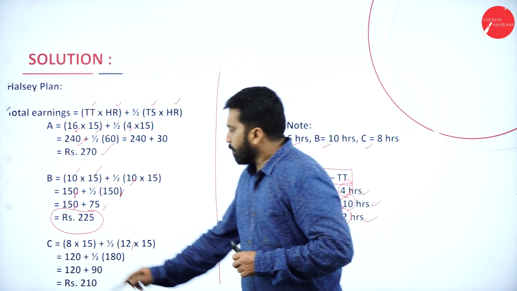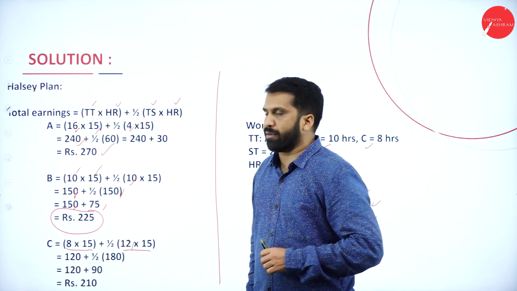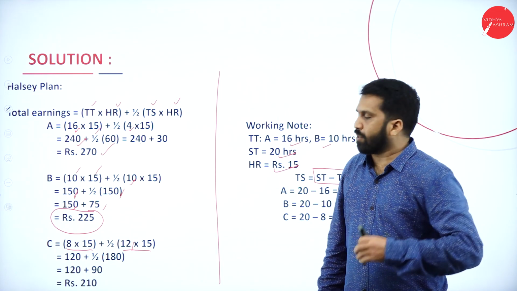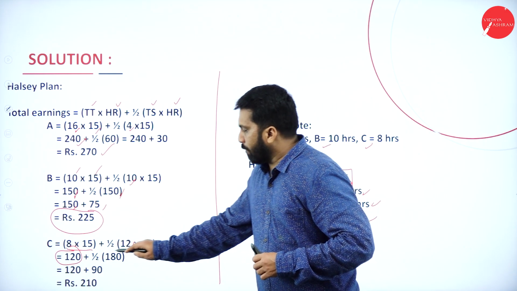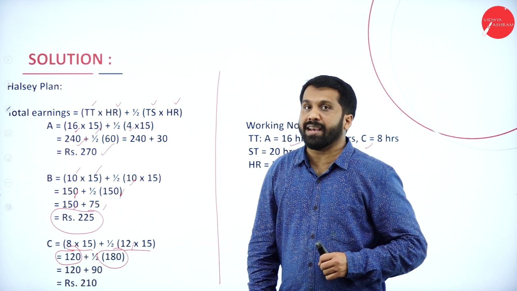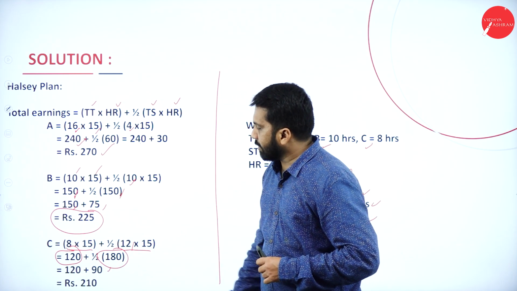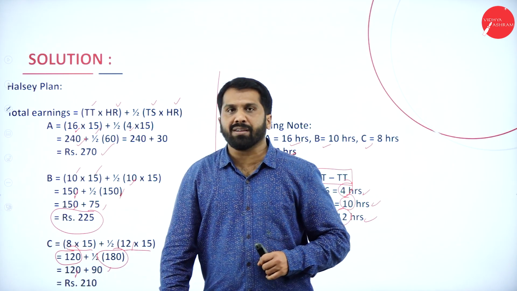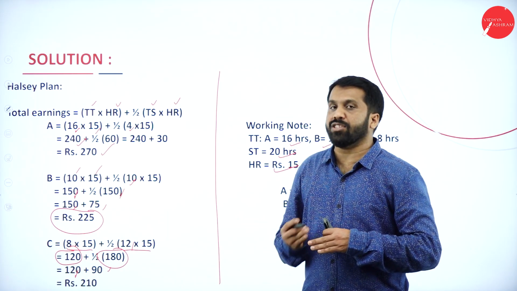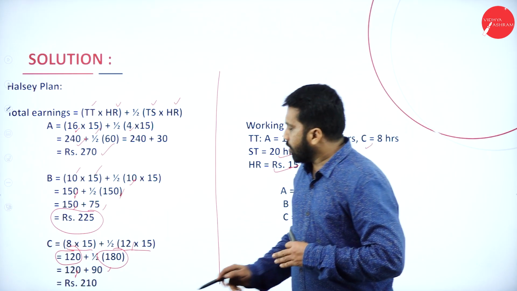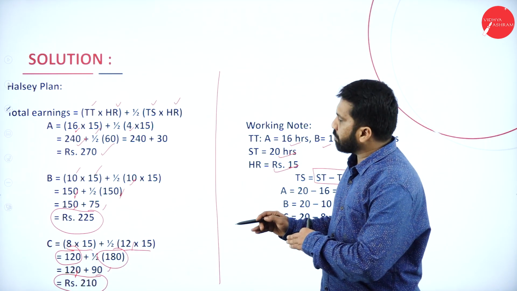So what is C? 8 multiplied with 15 and 12 multiplied with 15. 8 into 15, how much you will get? 120. 12 into 15, how much you will get? 180. Now, half of the 180, how much? 90. Your answer 90 and here 120. 120 addition to 90, how much you will get? You will get 210.